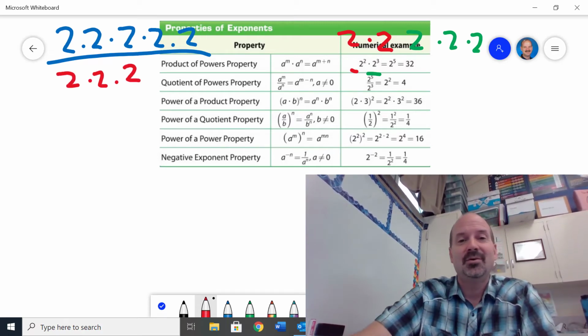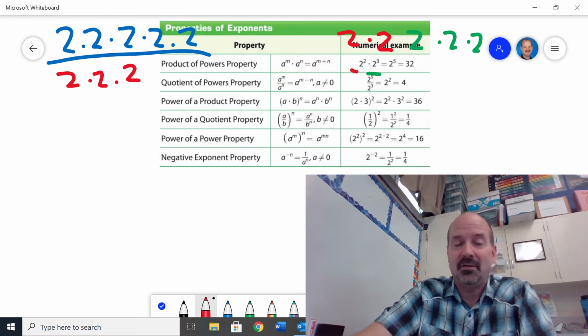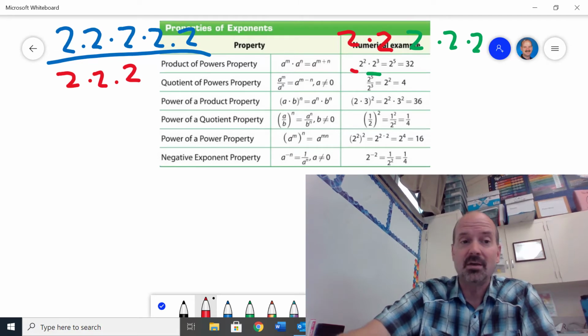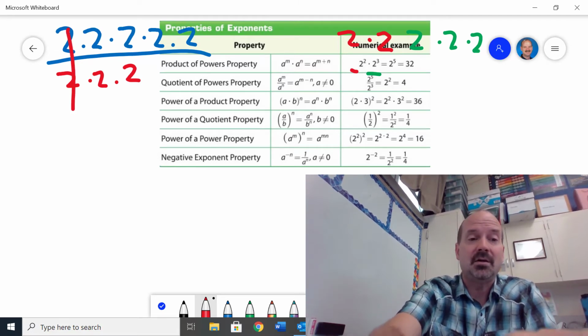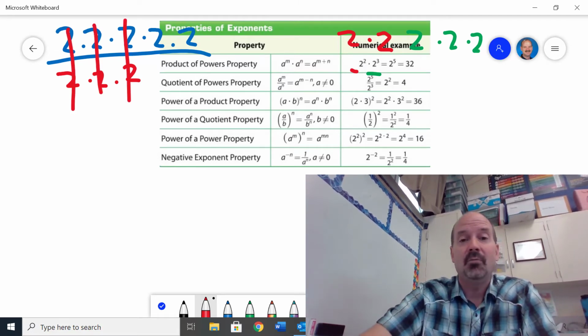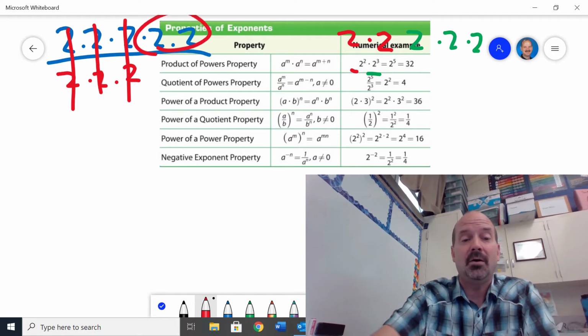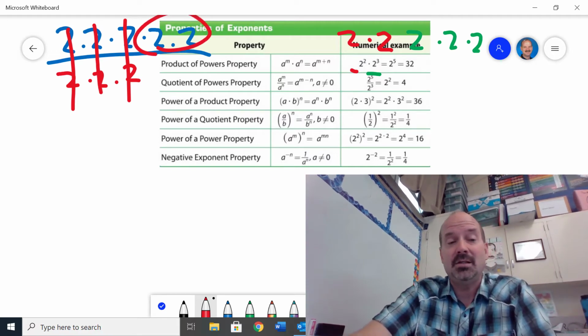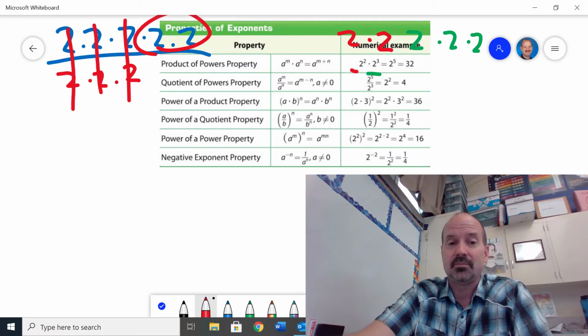And so when we have division, like simplifying a fraction or reducing, you can cross out matching numbers that are on the top and bottom. And we're left with just 2 to the second power. But the shortcut would be just to subtract those numbers.